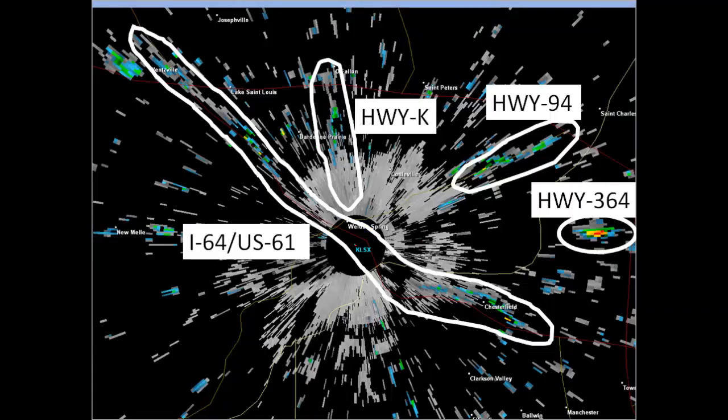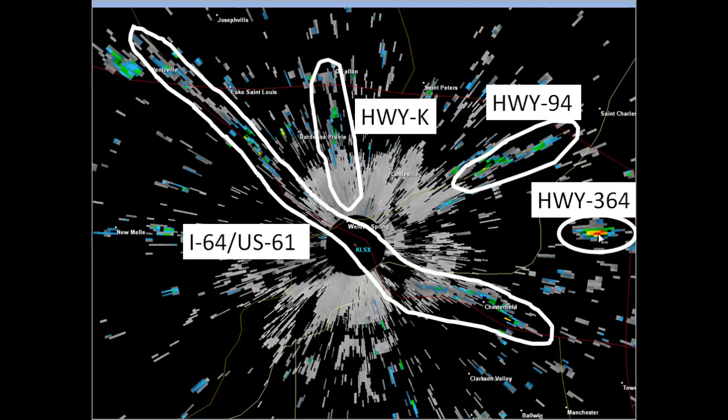This is a close-in shot of the ground clutter pattern on our radar here in Weldon Spring. You can see very clearly Highway 64 and US 61 headed up towards Hannibal, Highway K going into O'Fallon, Highway 94 and also 364 headed into St. Louis. And we're able to see these roads because cars are traveling on them, and the radar thinks that it's actually moving meteorological targets instead of cars on the highway.